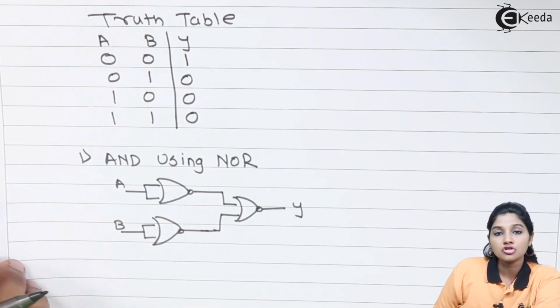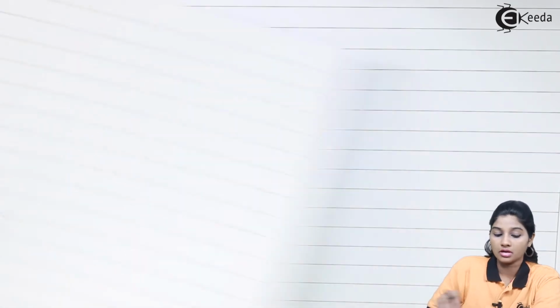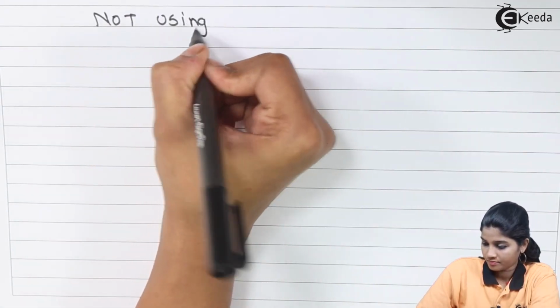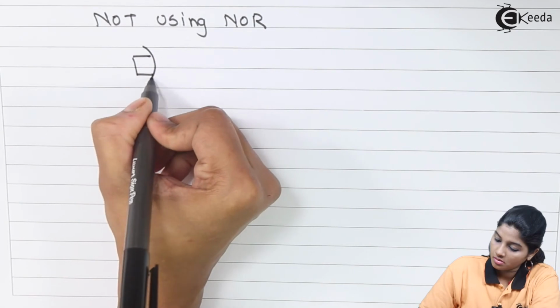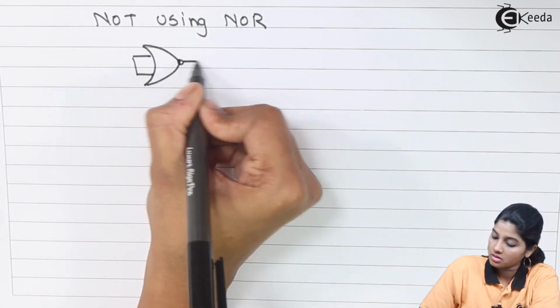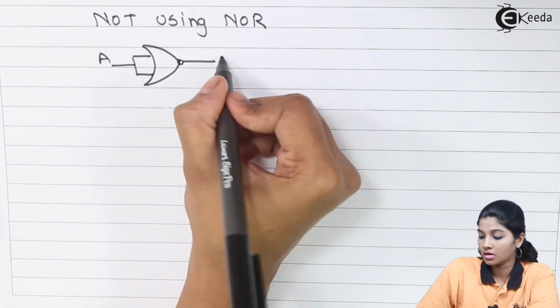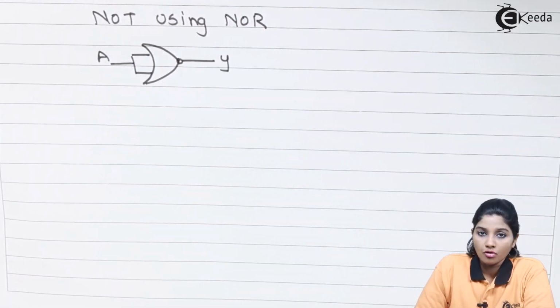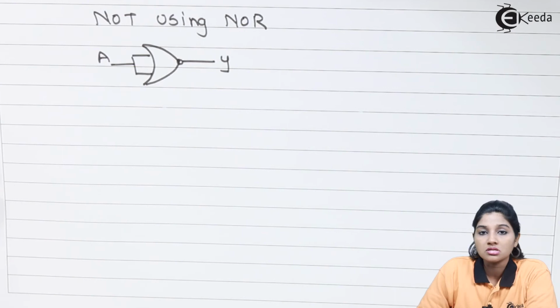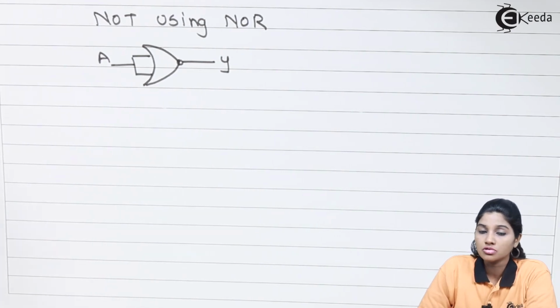Now let's see the representation of NOT gate by using NOR gate. If the same input signal is applied to both the inputs of NOR gate, we will get signal Y as the output of NOT gate. Now the third representation is nothing but the representation of OR using NOR.